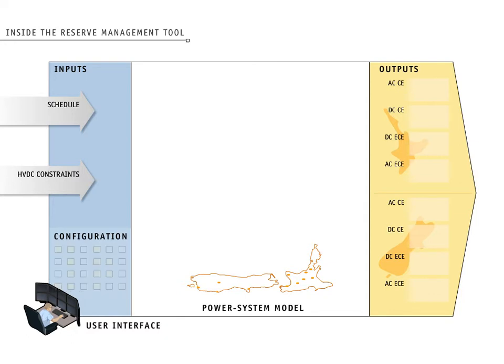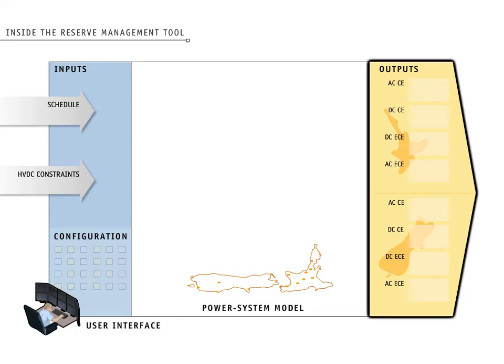Each time it solves for a trading period, RMT calculates the risk setter FIR and SIR for each type of risk: ACCE, DCCE, DCECE, and ACECE. It does this for both the North and South Islands.